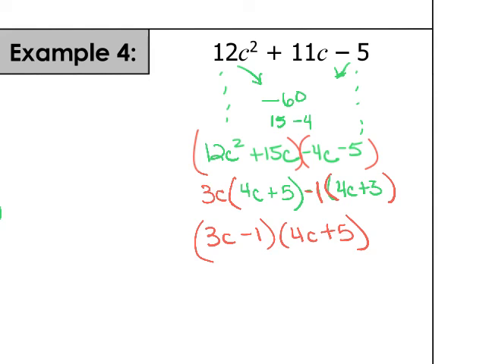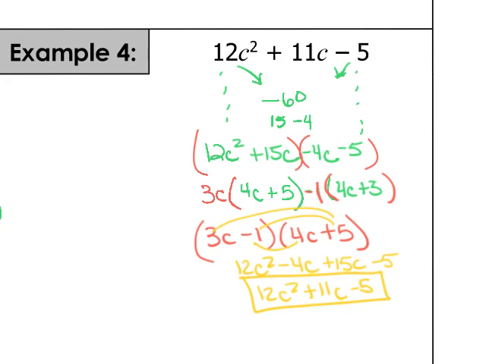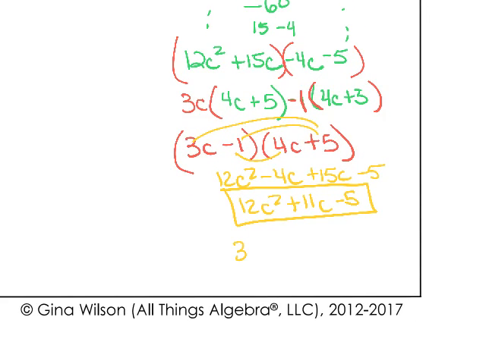Always check your work. 3c times 4c is 12c squared minus 4c plus 15c minus 5, 12c squared plus 11c minus 5. There's my initial trinomial. So my answer then is 3c minus 1, 4c plus 5. All right, now work on your own and put your answers into the Go formative.